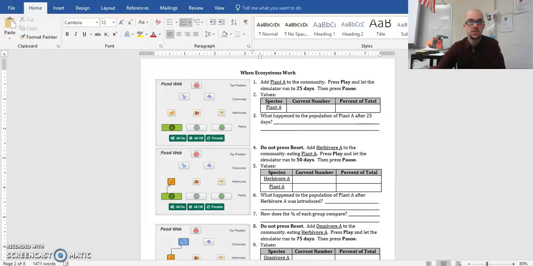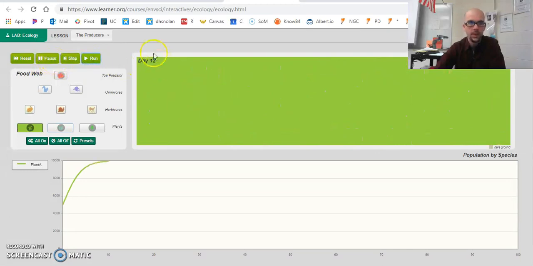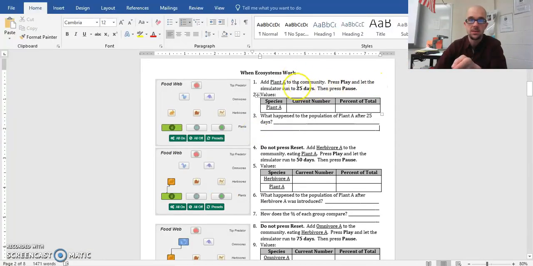If you look at that ecosystem, it's set up exactly like the one that we have right here. So this says, add plant A, done. Press play and let the simulator run for 25 days and then pause it. So here's how you do that. You'll notice some control buttons up here, like you'd find on a DVD player. You're going to click run, and you'll notice the time begins to run. Now, you don't want to run past day 25. Since this step says run to 25 days, we don't want to run past that.